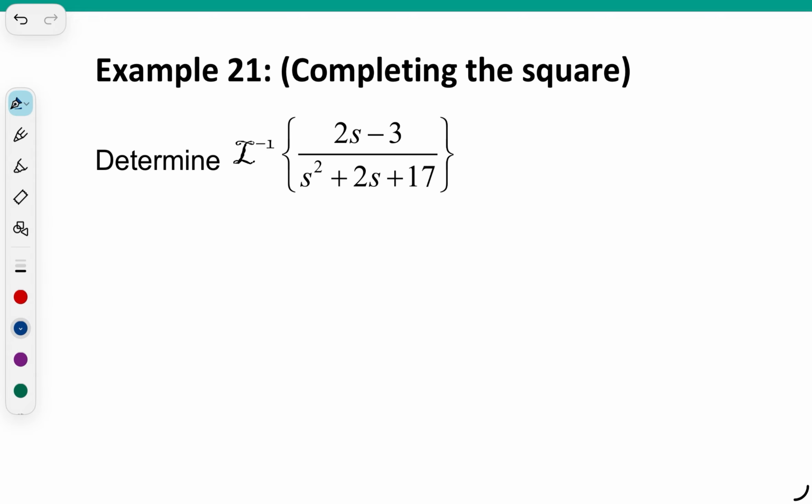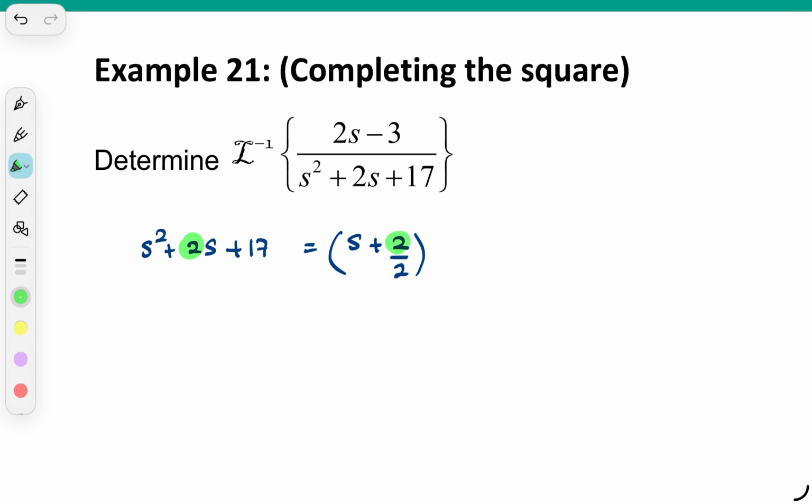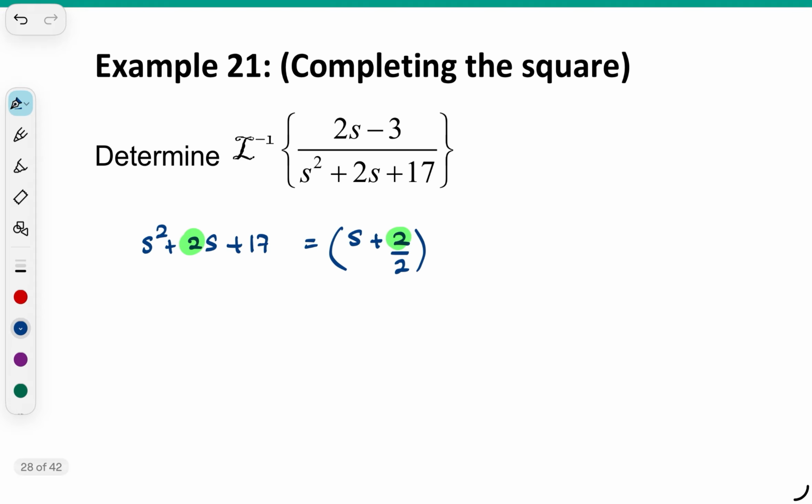So what I normally do is I just write down this equation. And I always start by taking the s coefficient, the 2, and dividing by 2. So the 2 that I take here is actually this one. Then I have the square here, so that will give me (s plus 1) squared. And if I do the expansion, I have s squared plus 2s plus 1.